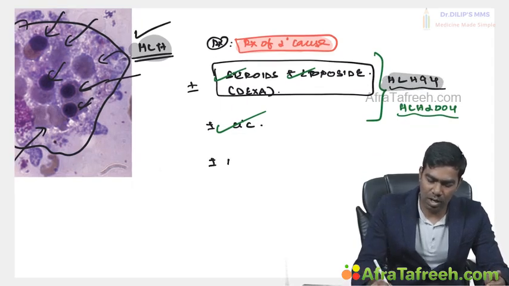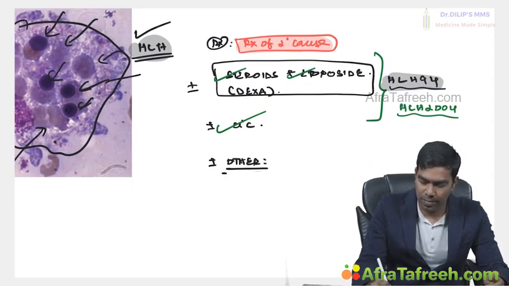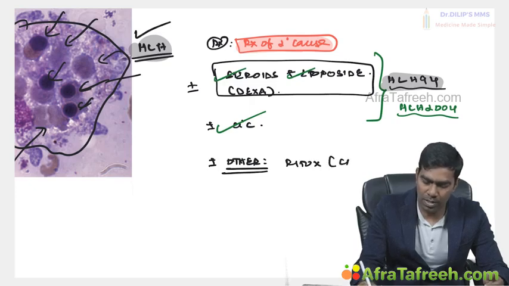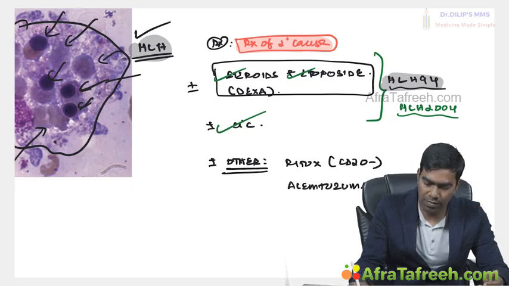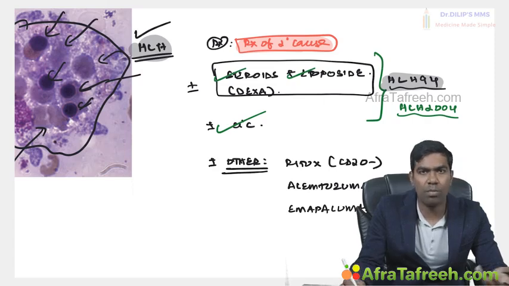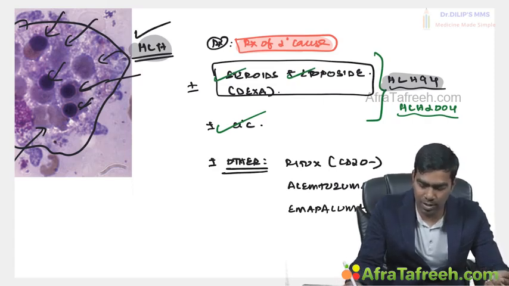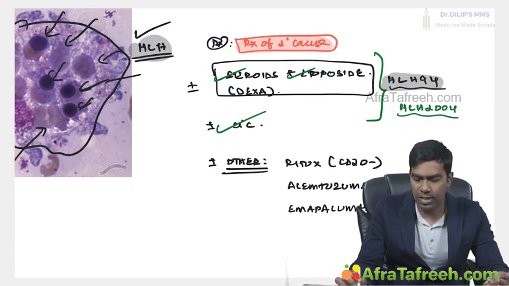Apart from that, there are a lot of other treatment options. Other treatment options include rituximab, which is an anti-CD20 monoclonal antibody. Then you have alemtuzumab, which is an anti-CD52 monoclonal antibody. Then you have emapalumab, which is actually a very important monoclonal antibody against a very important cytokine of HLH, that is interferon gamma. So these are the other treatment options available for HLH, but most of the time just treating the underlying cause in adults will result in cure of HLH. That's enough most of the time.